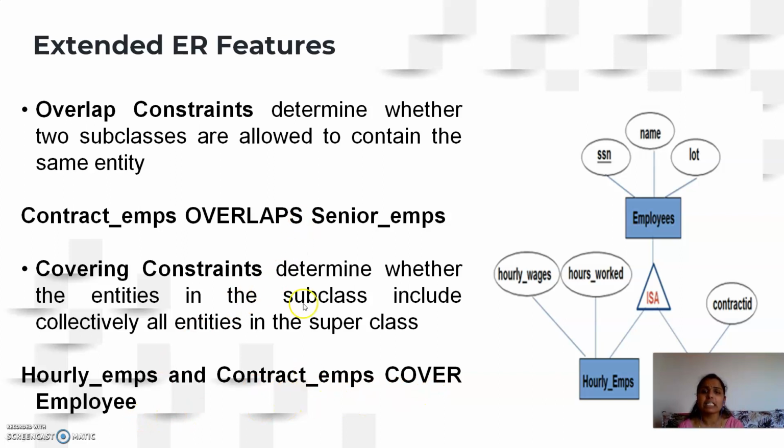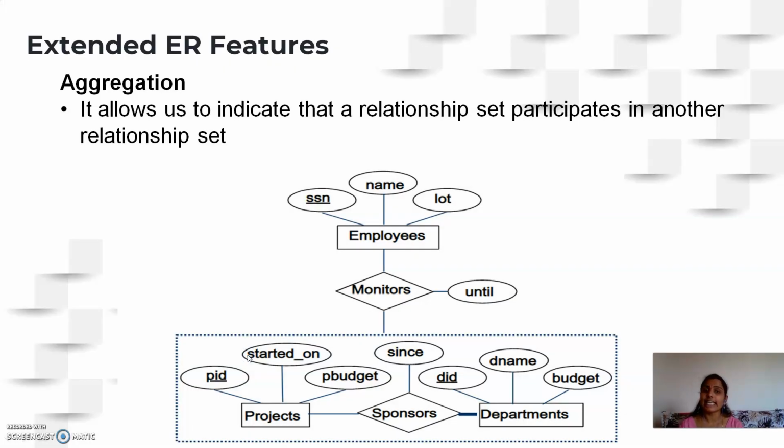So where do we represent these two constraints? When you are pictorially representing your ER diagrams, you will have to write these either at the top right corner or the bottom left corner of your pictorial representation. Then the next extended ER feature is aggregation. And this aggregation helps us in associating one relationship set to another relationship set.